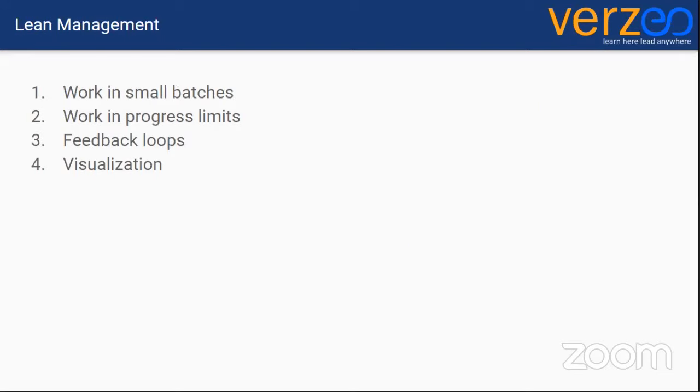Next is lean management. As I already said, always do work in small batches. Make sure that work goes to your build, passes your testing, then goes to your delivery environment. Work in progress limits: make sure that you have limited work, or a limited module split up into chunks, and deliver it in batches. Feedback loop we already saw. The fourth jargon is new, which is visualization.